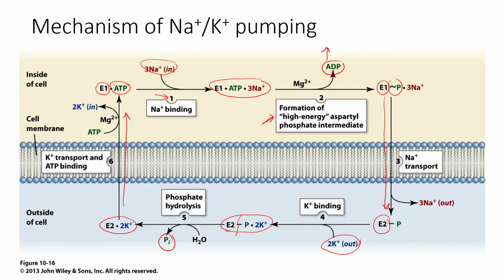Once the inside of the cell is open, now those potassium ions can be released to the inside, and then a brand new ATP molecule from the inside of the cell can then bind to the pump, and now we're back where we started, where the pump is in the E1 form. It's open to the inside of the cell, and it has an ATP bound, and it's ready to, once again, throw some sodium ions out of the cell and bring some potassium ions into the cell while it's hydrolyzing ATP.